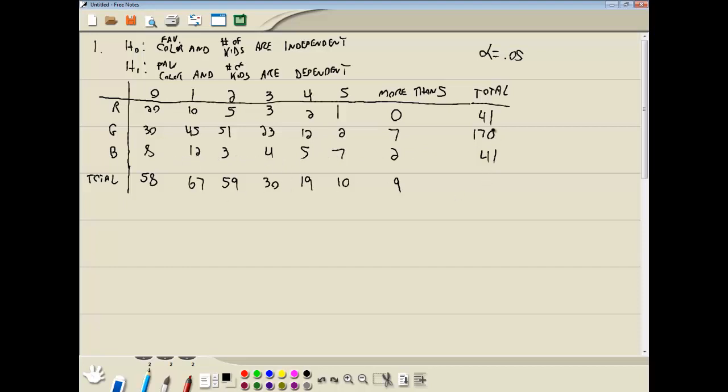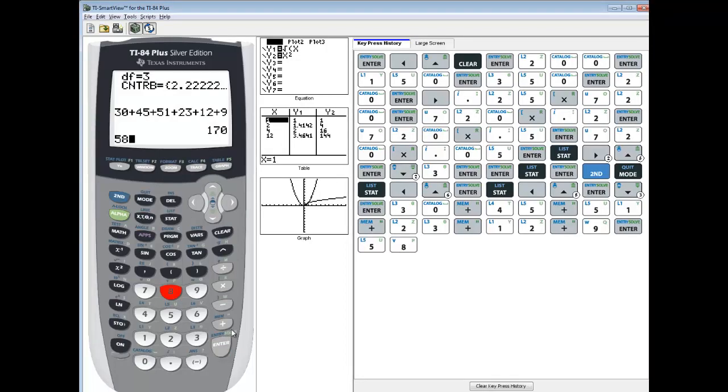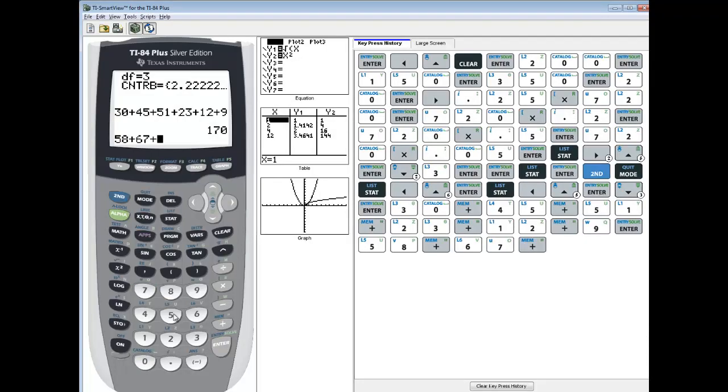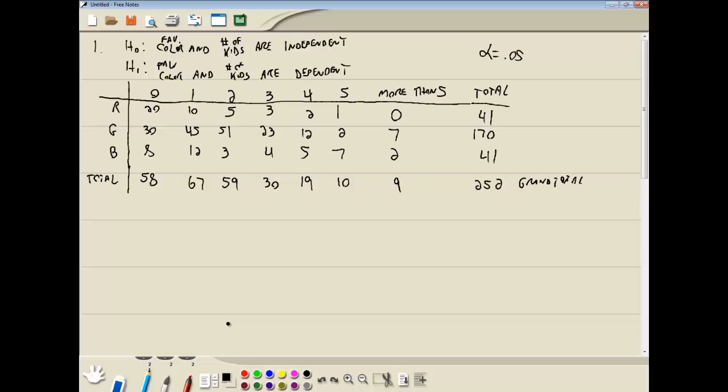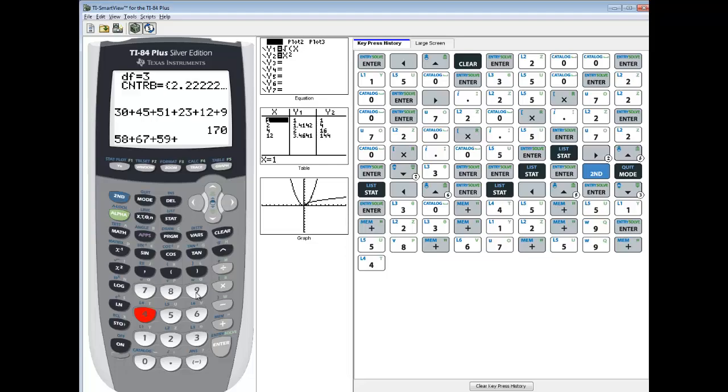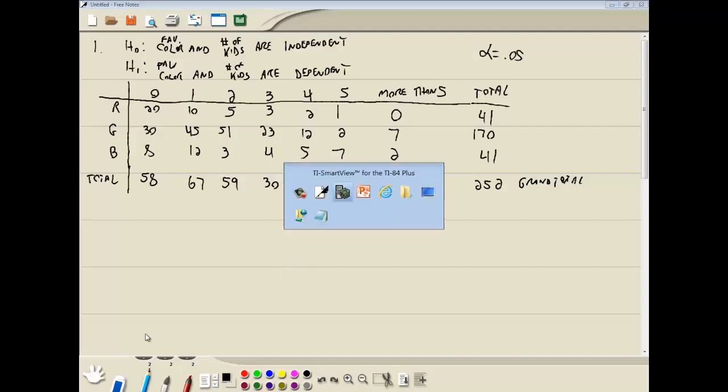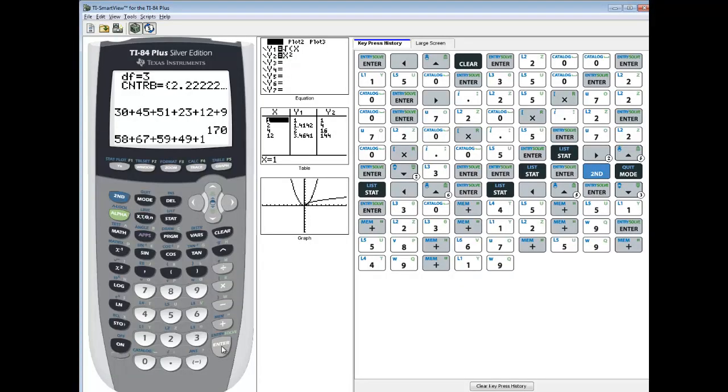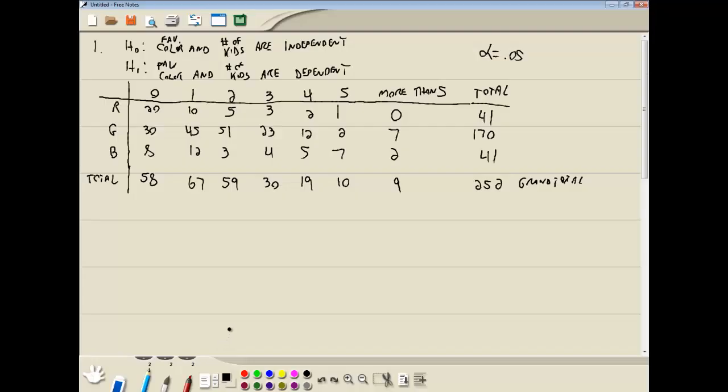Okay. Now add these together. This is our grand total here. That's 2, 8, 15, 252. Let's see if this adds up the same way this way. 58 plus 67 plus 59 plus 49 plus 19. 252. Okay, that looks good.